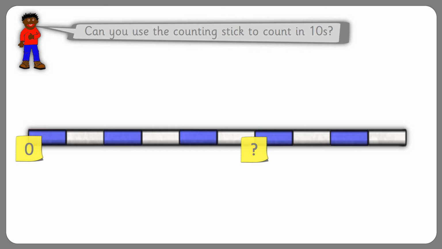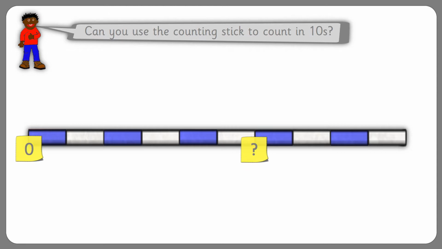Now, we're going to use our counting stick to see if we can find the mystery number. So again, we're going to be counting in tens. So each of our divisions on each of our lines on the counting stick is 10. So I wonder what our mystery number is this time. Starting at 0, counting in tens. Can you work out what it would be?